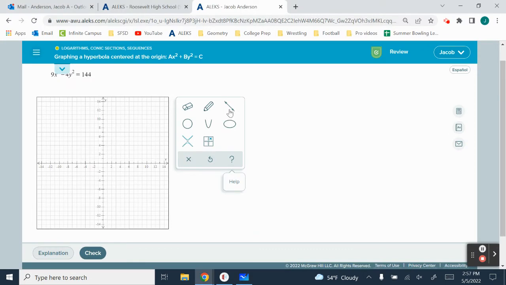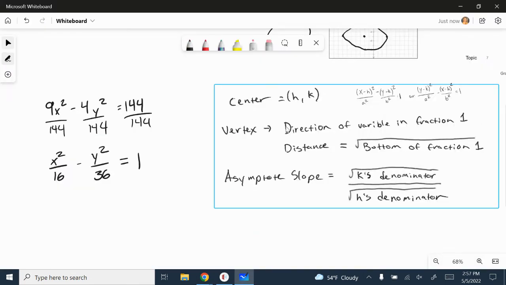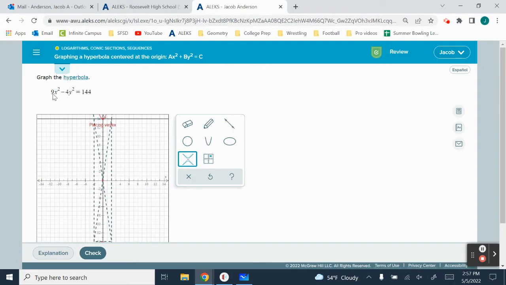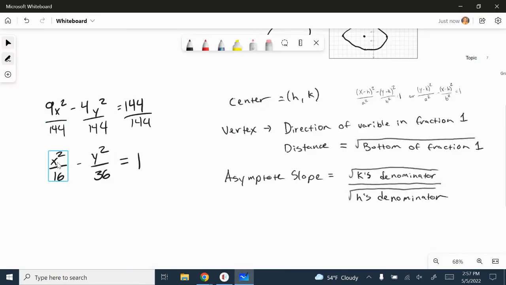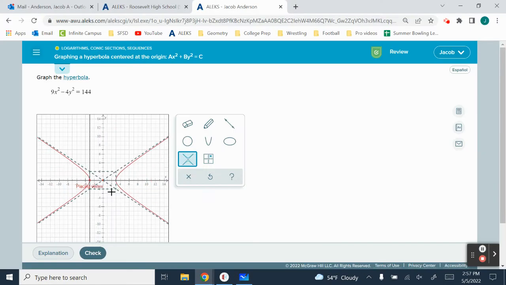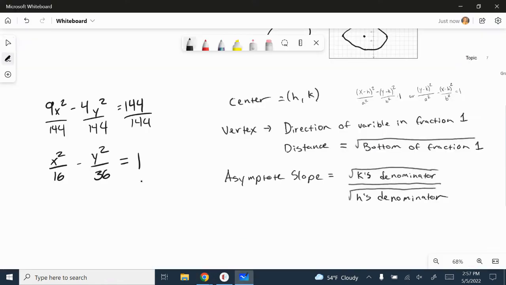We know our center is at 0, 0. I'm going to click the hyperbola, go 0, 0, and click. Now I'm looking for a vertex. Remember, for the vertex we're going in the direction of the variable in fraction 1. In this case, my variable in the first fraction was x. So I'm going to be moving in the x direction when I place this point.